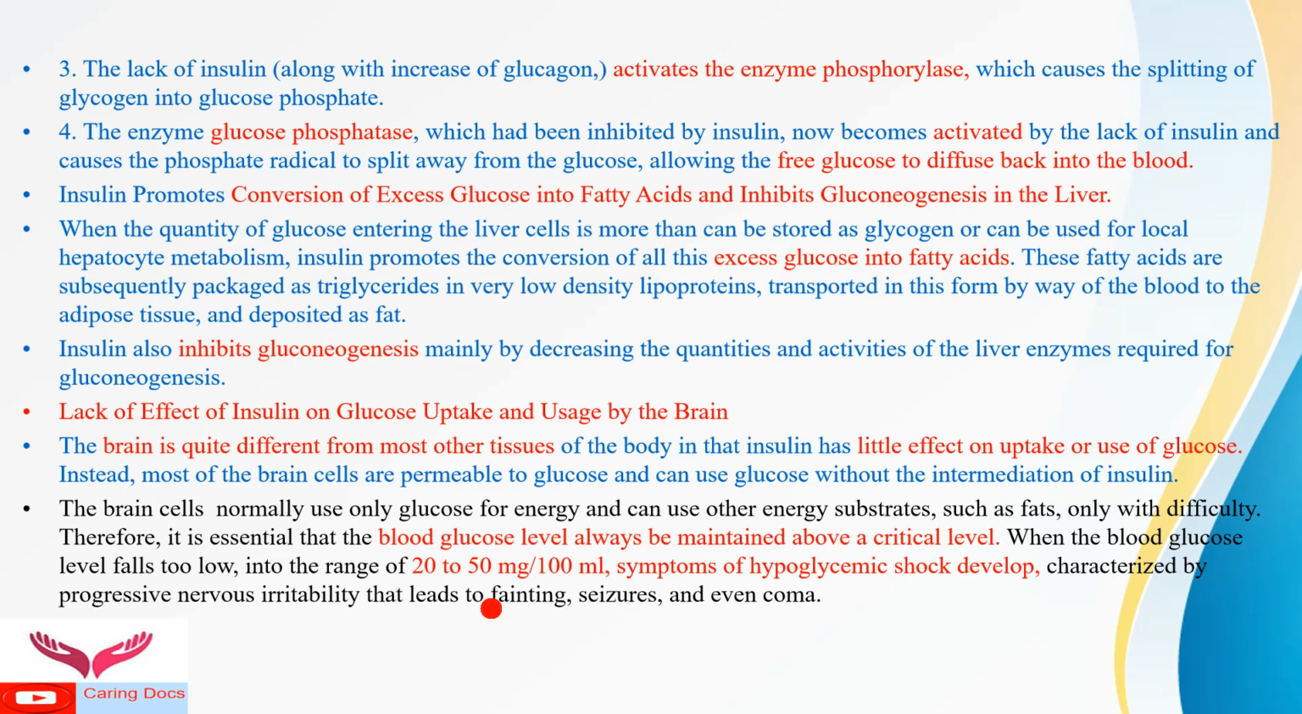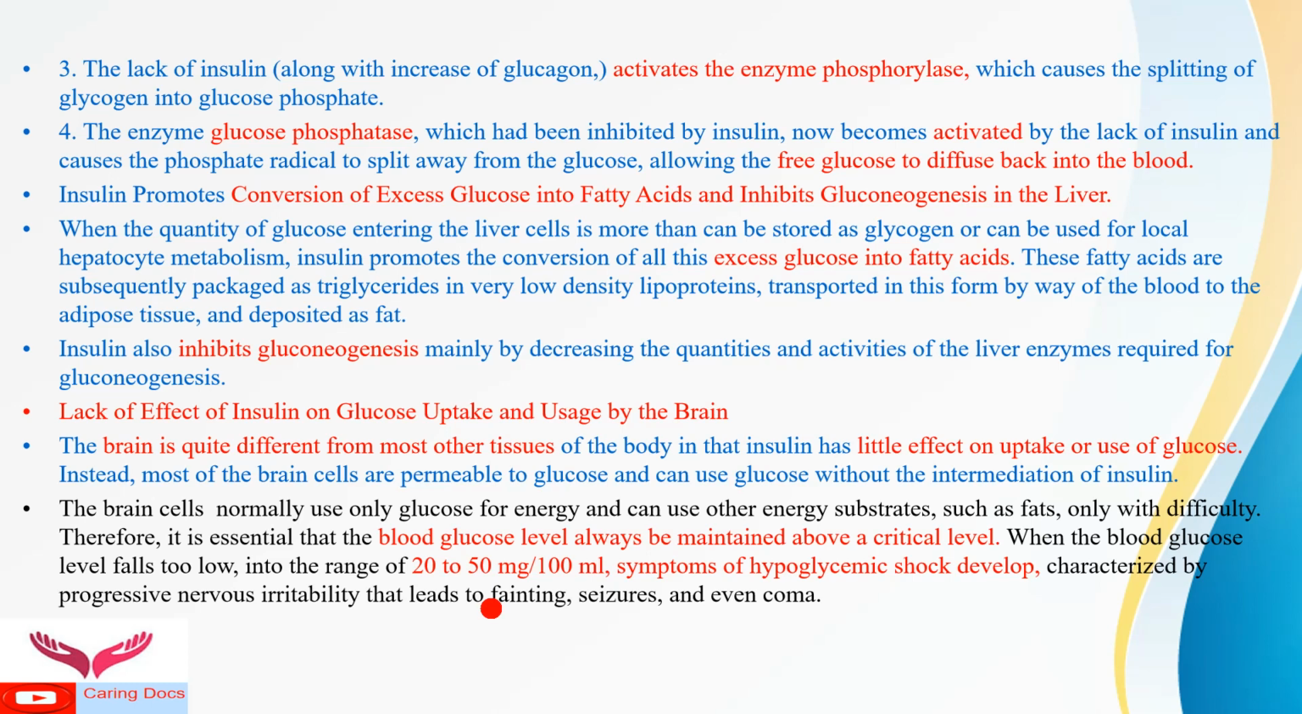what happens to the brain? The brain is quite different from the other tissues in using glucose. Whenever there is insulin deficiency, or whenever there are decreased blood glucose levels in the body, initially the brain uses glucose only for its energy purpose, but if it is not available then it can use fats also.